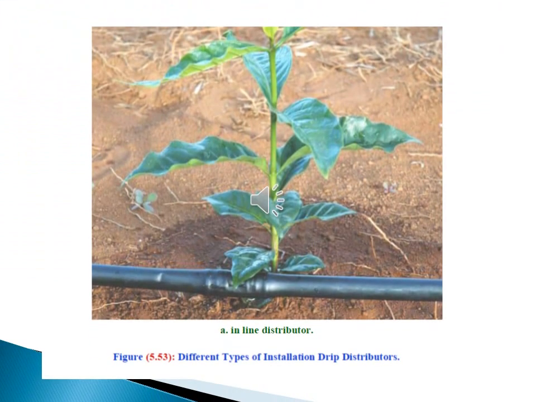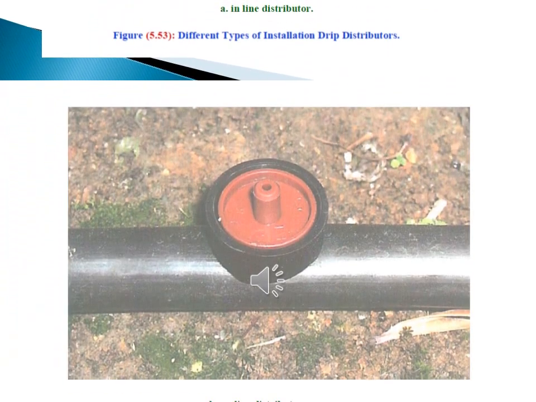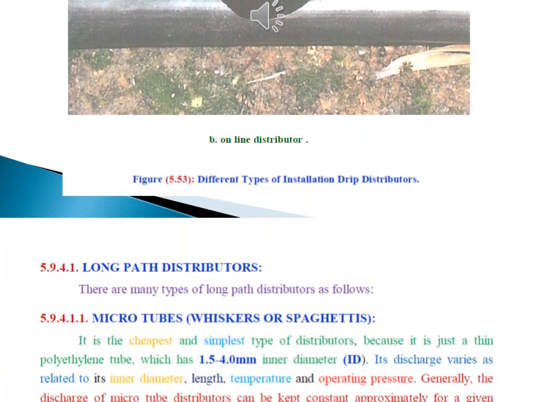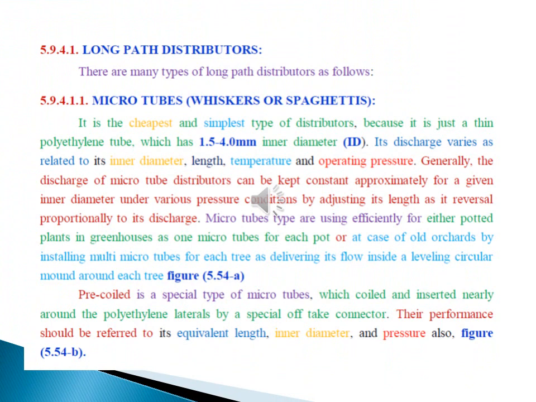Different types of installation of drip distributors, as you see, inline distributor. Figure showing the installation of online distributor. Long path distributor. There are many types of long path distributor as follows.